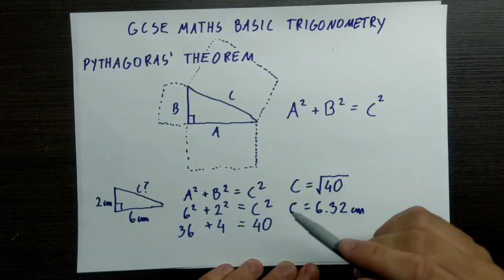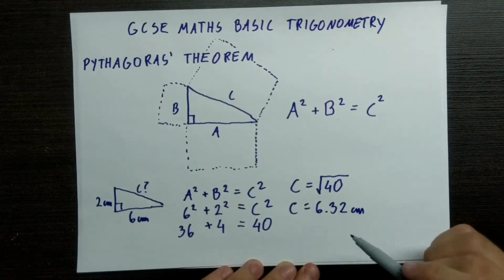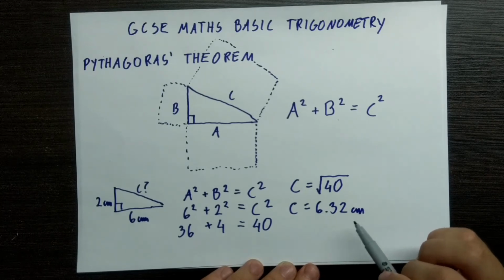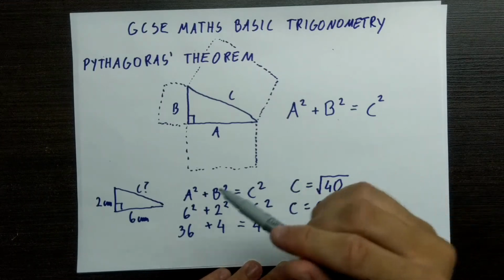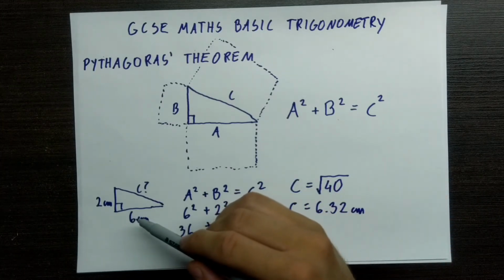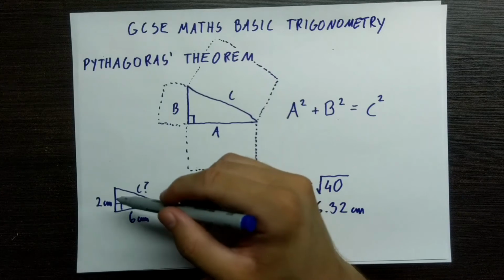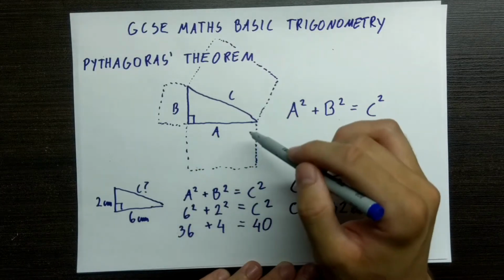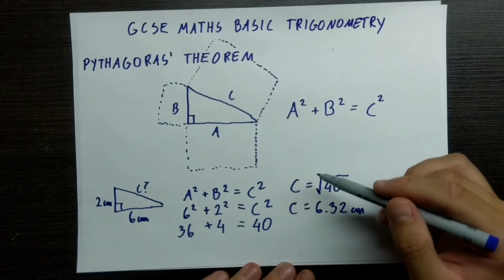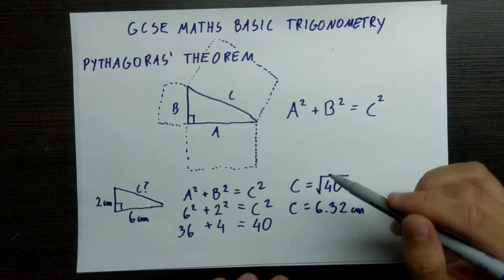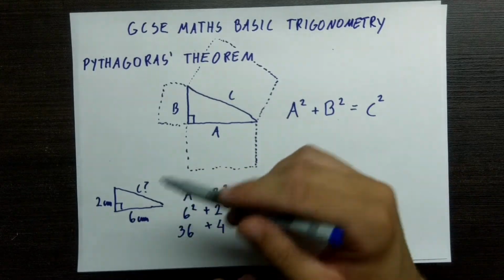We have worked out the length of the hypotenuse of this triangle to be 6.32 centimeters using Pythagoras' theorem. Pythagoras' theorem applies to right-angled triangles, and it allows us to find the lengths of sides of the triangle. So that's how it's useful. However, this theorem is not able to show us anything to do with angles of a triangle. It only concerns the triangle sides.